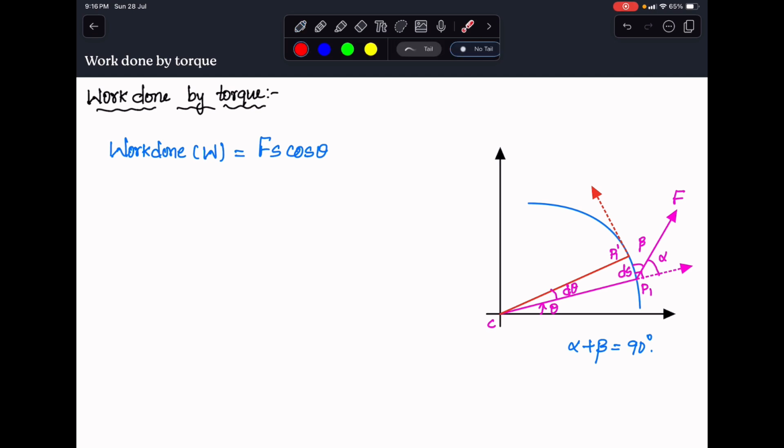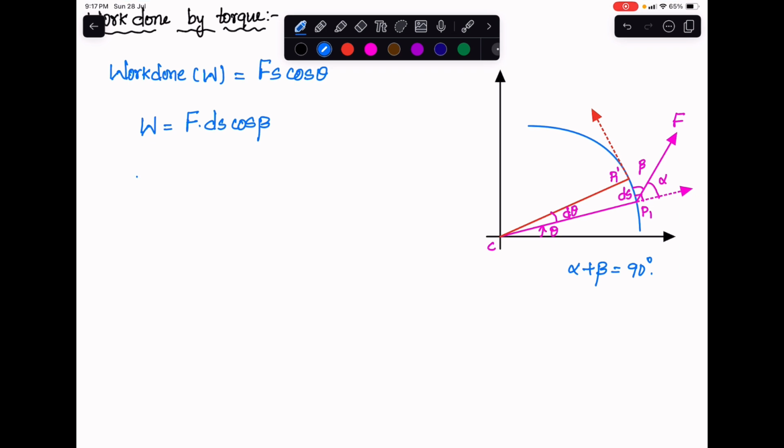So here in this case, what is the force? F. What is the displacement? ds. And what is the angle? Beta. So I would like to write directly: work done W is equal to F into ds into cos beta. Here ds is the length of the arc, for a small angle made. What is ds? Length of an arc making an angle at the center of d theta.